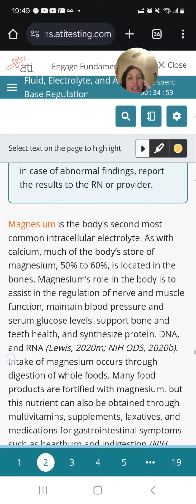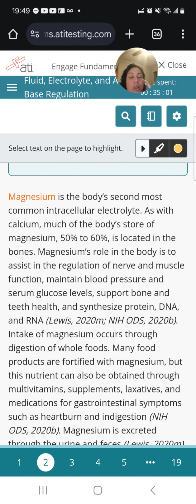Okay, so magnesium is the body's second most common intracellular electrolyte. As with calcium, much of the body's stores of magnesium, 50 to 60%, is located in bones. Magnesium's role in the body is to assist in the regulation of nerve and muscle function, maintain blood pressure and serum glucose levels, support bone and teeth health, and synthesize protein.